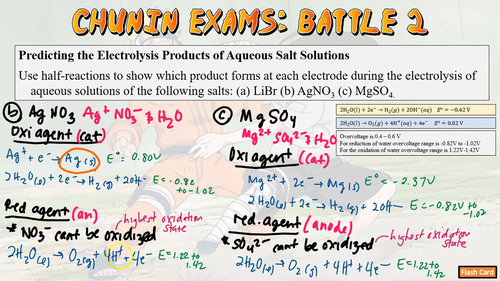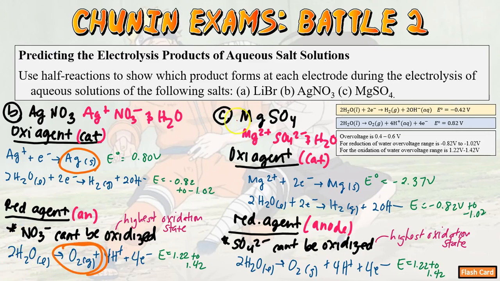Now for the reducing agent, we are looking at our nitrate versus water. And NO3 minus cannot be oxidized further. It's at its highest oxidation state. So again, based on the summary Inoki gave us, we can say that it's going to be water that ends up being our reducing agent, and therefore being oxidized at the anode. So the product is going to be O2 gas here.